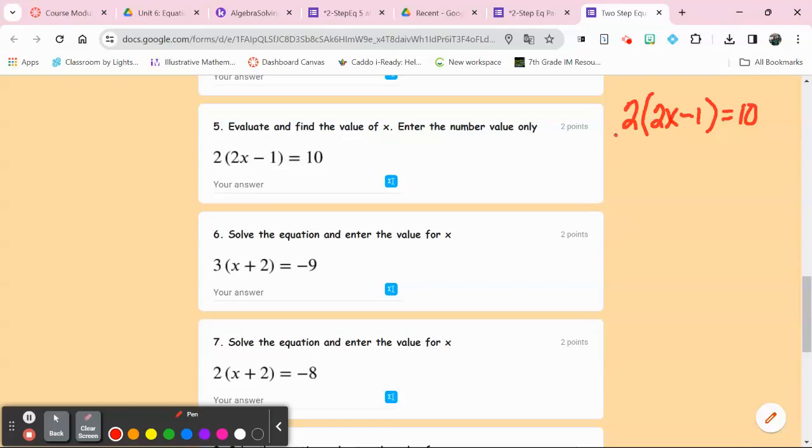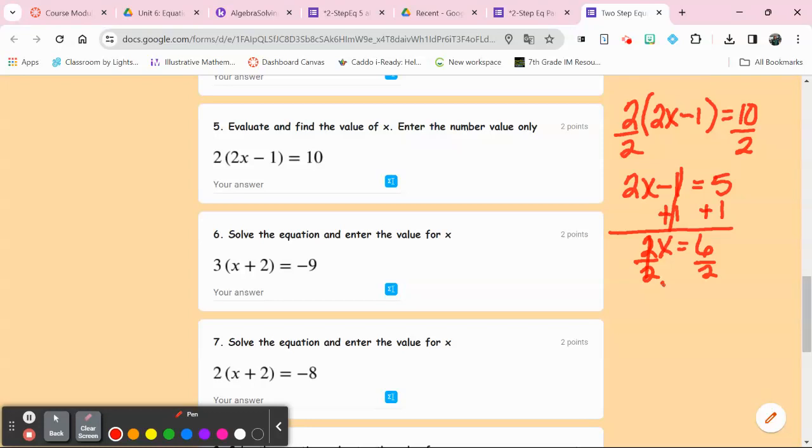So if you decide to divide first by 2, you're left with the group 2 times x minus 1 equals 5. The first thing we do is the opposite of add or subtract, and the opposite of minus 1 is plus 1 to both sides of the equation to keep it balanced, leaving me with 2 times x equals 6. The opposite of multiplying by 2 is dividing by 2. And when you do that, you will have your answer on this side, 6 divided by 2.